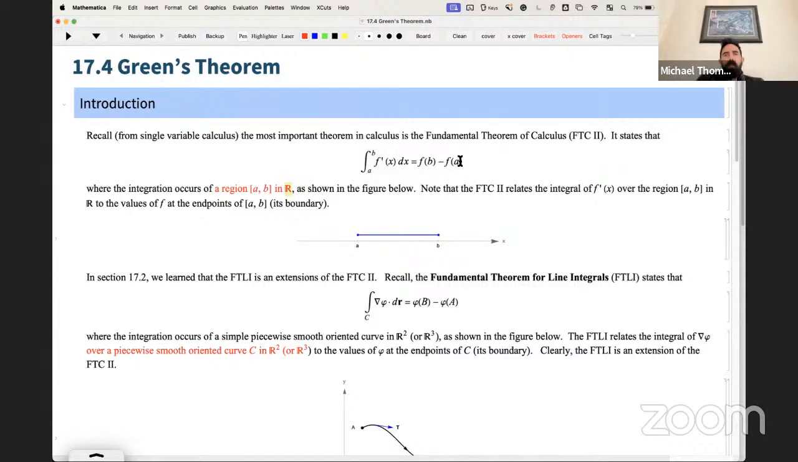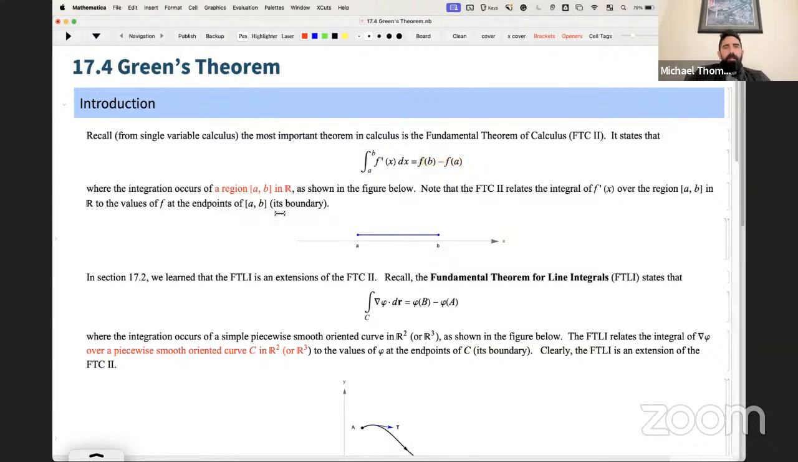And so the big idea here is that what the fundamental theorem of calculus does is it relates the integral of f prime over this interval, this one-dimensional region, to the values of f, which is the antiderivative of f prime, at the endpoints. So in other words, we're able to find this integral, which is occurring over this entire region, by simply evaluating f at just the endpoints. We could ignore everything inside. So it's a very powerful theorem because it allows you to ignore everything inside as long as you can find f.